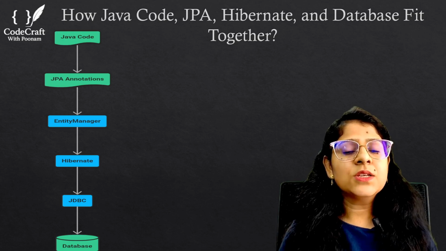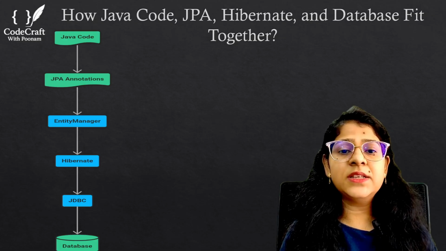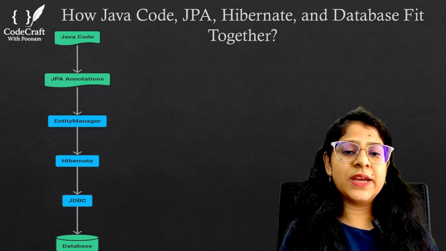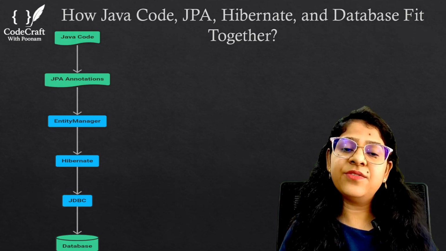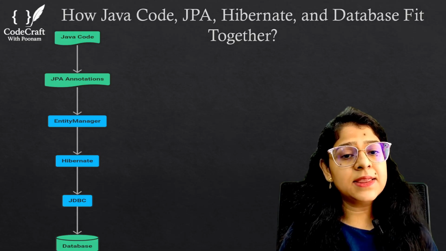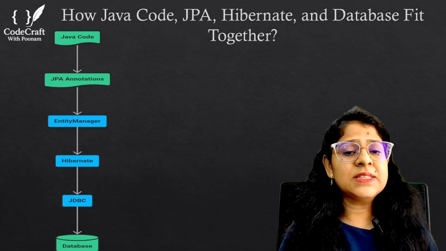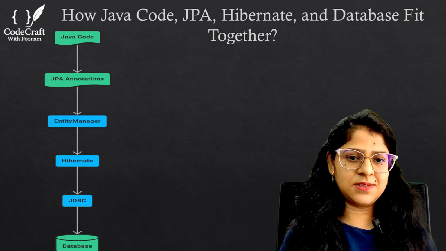And the database can be H2, MySQL, PostgreSQL, etc. So what is happening is, when you write Java objects with JPA annotations, you use Entity Manager to save and find them. Then Hibernate translates everything to SQL and sends it to the database. That's it.